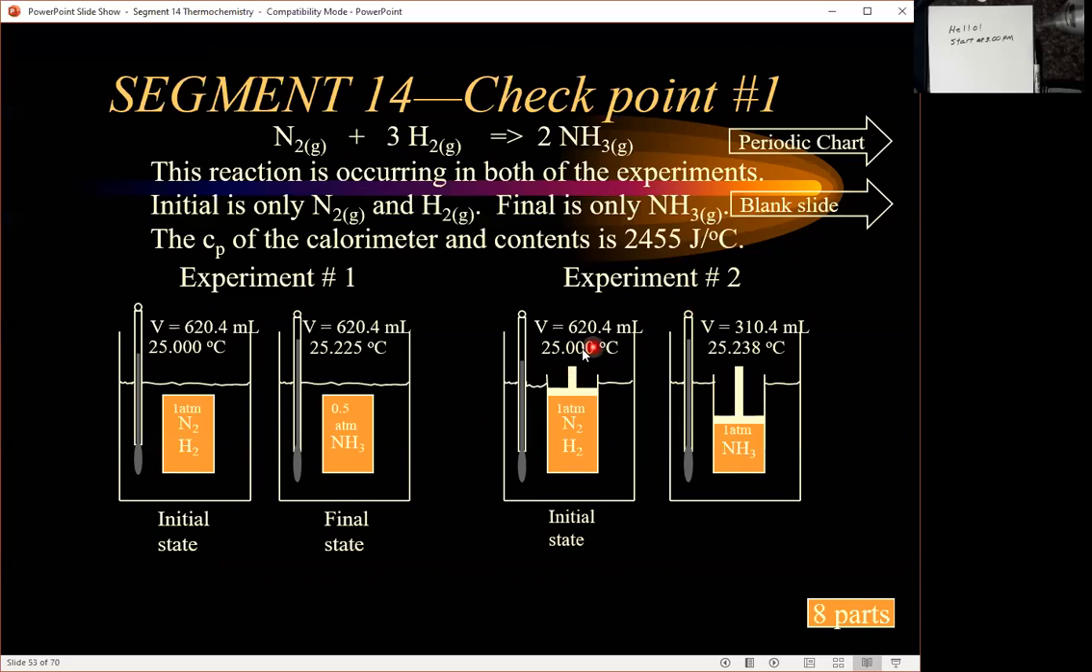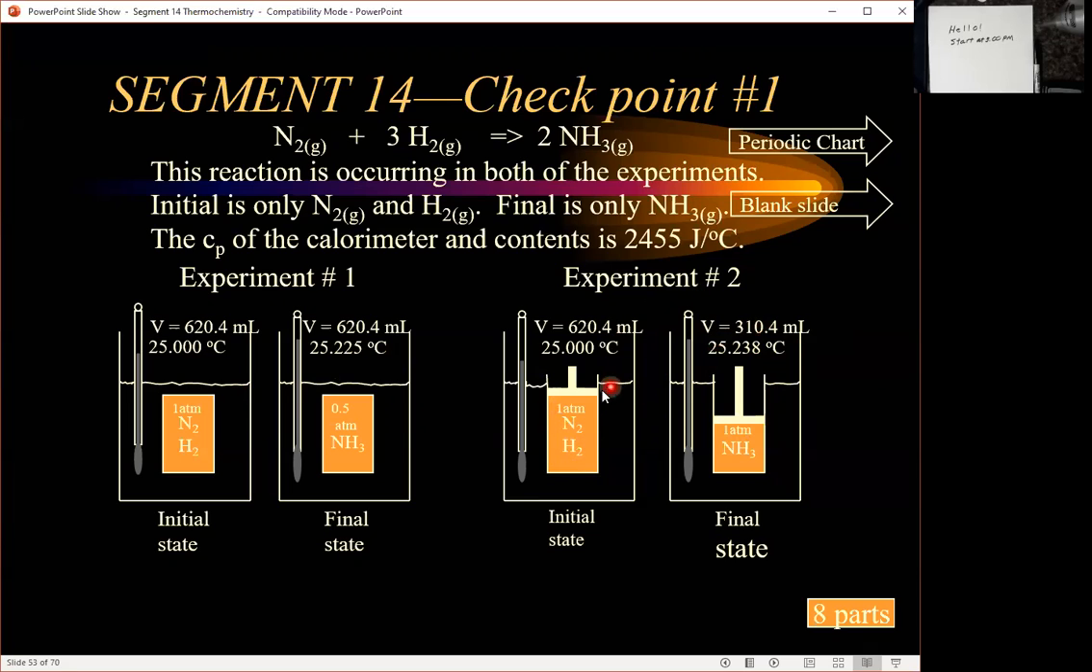The second experiment now is going to be a constant pressure experiment. Pressure is constant, so the volume does change, and the temperature changes in this case. I've got 620.4 milliliters. It goes to 310.4. Volume decreases. Temperature goes from 25.00 to 25.238. Now notice these are not the same values for the final state. Initial state was the same, but these are not the same final conditions. Okay, but this one's now carried out at constant pressure. Pressure was the same in both of them.